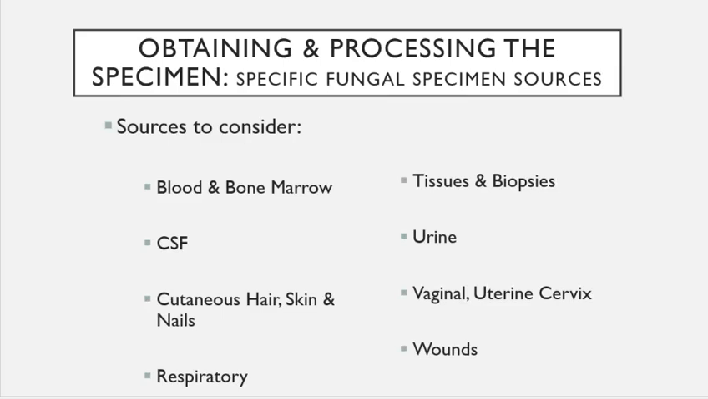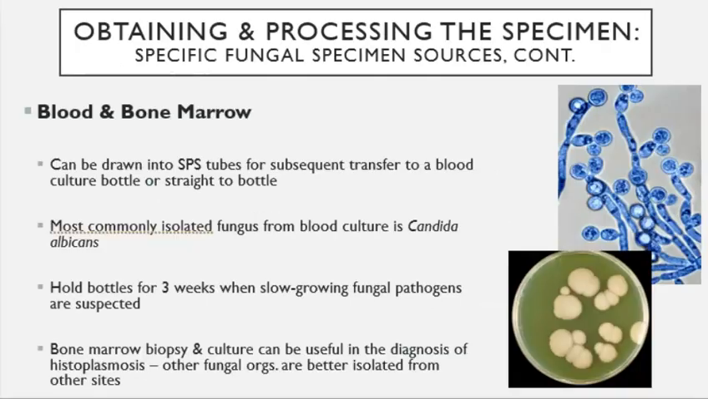Some sources that you may receive in the laboratory for fungal testing include blood and bone marrow, cerebral spinal fluid, cutaneous hair, skin and nails, respiratory specimens like sputum, tissues, biopsies, urine, vaginal specimens, uterine cervix, and wound specimens. For obtaining and processing specimens for blood and bone, for fungal cultures, they can be drawn into an SPS tube. This is our yellow top tube, and they can be transferred into culture bottles, or they can be collected straight into culture bottles. Most commonly isolated fungus in blood cultures is Candida albicans. This is a fungus that's commonly found on the skin. Most culture bottles are held for 3 weeks when a slow-growing fungal pathogen is suspected.